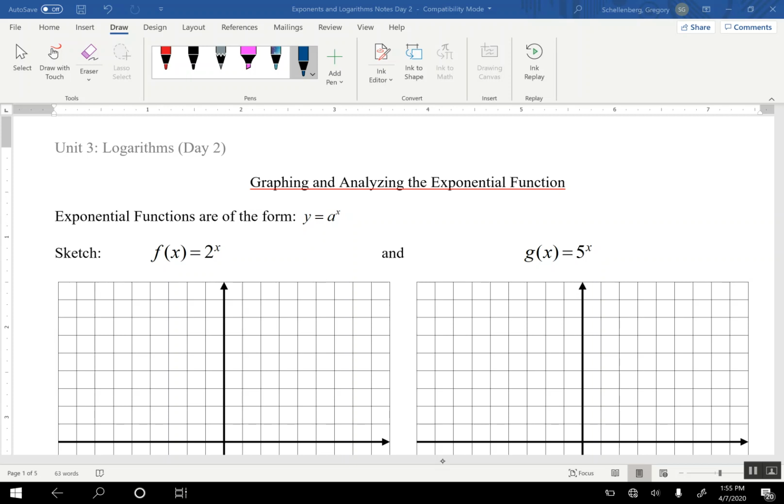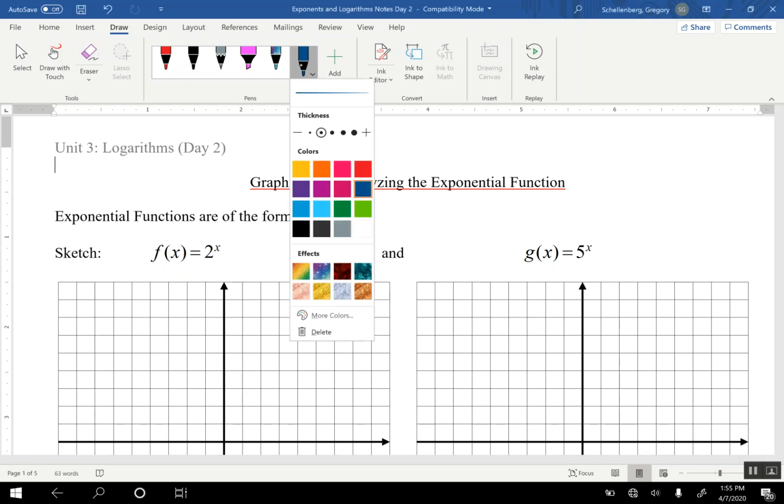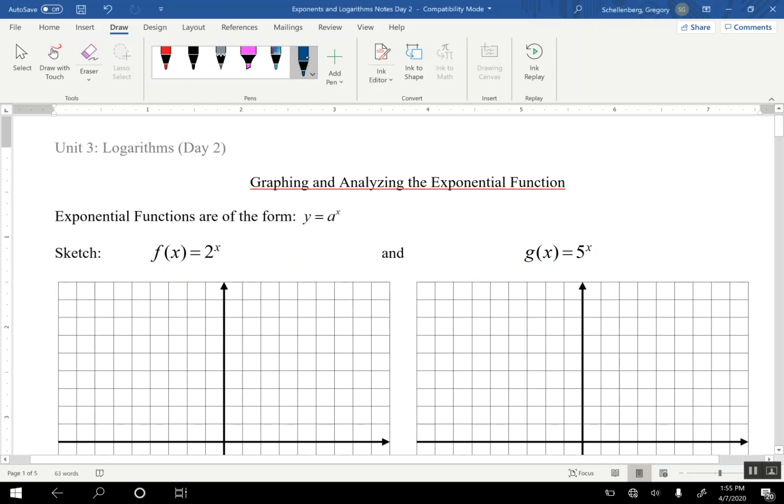Okay, so here we are. This is day 2 of our Exponents and Logarithms unit. Today we're going to look at graphing and analyzing exponential functions. So our first example here, this is function notation. F of x is equal to 2 to the x, 2 to the power of x.